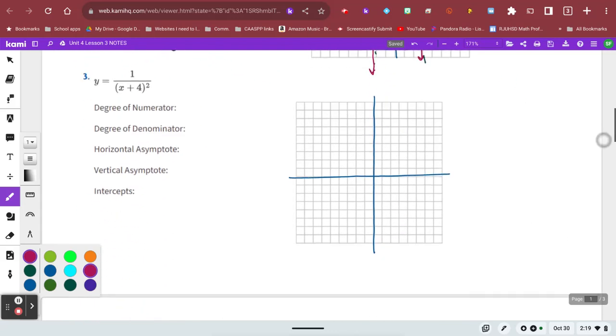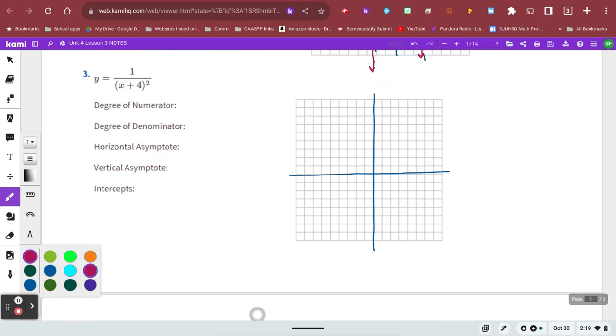Okay. So again, here, our numerator is actually 0. We do not have any x's. Here we have a degree of 2, so it would be x squared. So automatically, our horizontal is going to be 0. Horizontal asymptote will be 0.